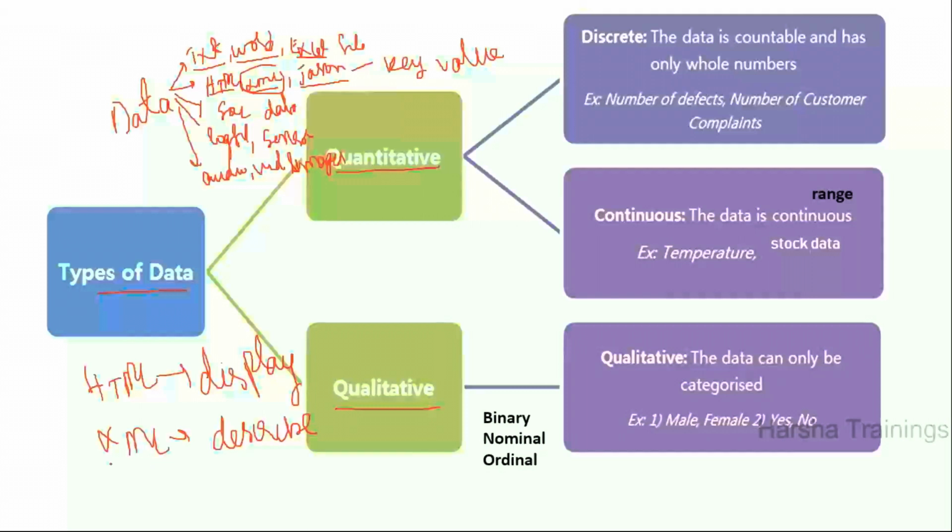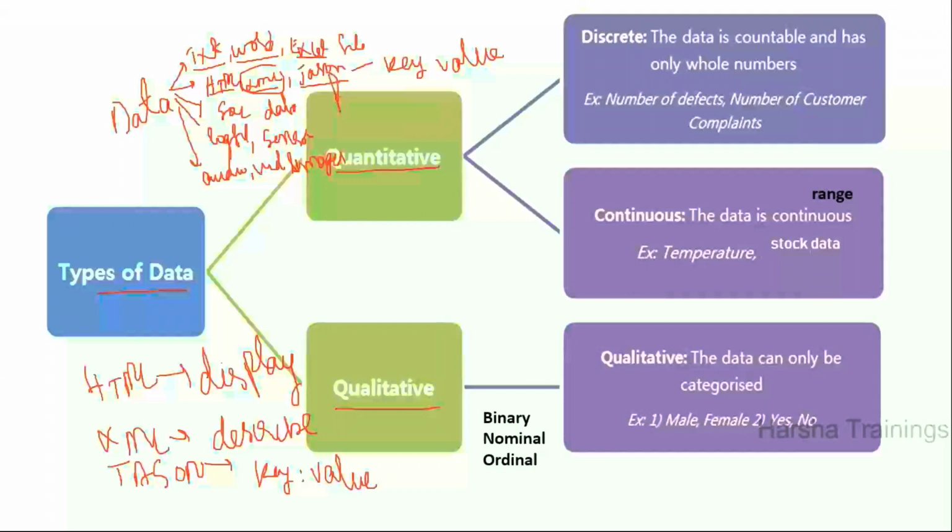There are so many drawbacks of XML. So nowadays, instead of XML, they are using the JSON format. Here the data is represented in the form of keys and values. If I know the key, I can extract the value.